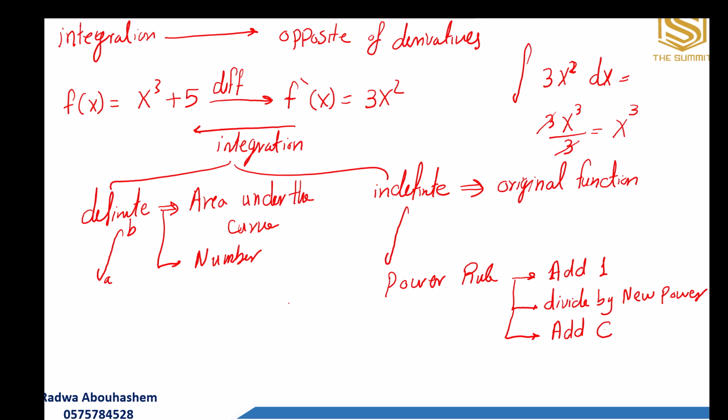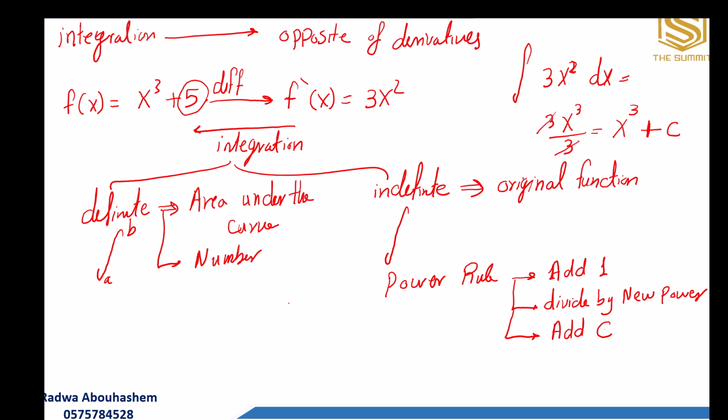But wait a minute, the original function was x power 3 plus 5. Where is the 5? I don't know about the constant. Maybe it's 5, maybe it's 6, maybe it's 3, maybe it's 7. I don't know about it. So that's why by the end I have to add c to say that there was a constant, but I don't know it. Because whenever you take the derivative, the constant is 0. So you cannot mention it here. So for indefinite integration, basically with the power rule, add 1 to the power, divide by the new power, add c. And that's it.